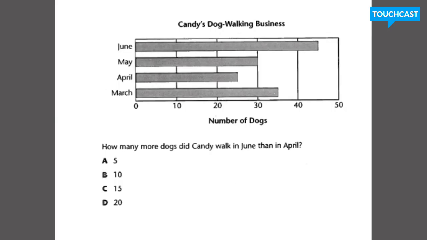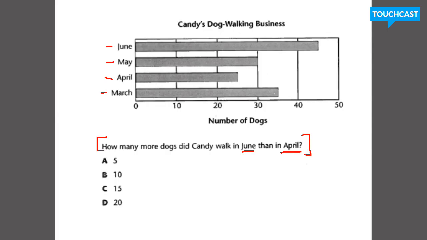Alright, I want you to try this out on your own. So this is about Candy's dog walking business, and it gives you the dates for June, May, April, and March. So the question reads, how many more dogs did Candy walk in June than in April? So right now, I'd like you to pause this video and go ahead and solve and see if you're correct. Good luck.